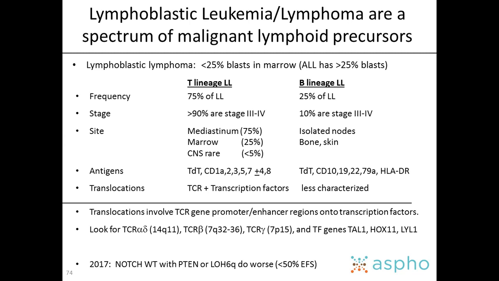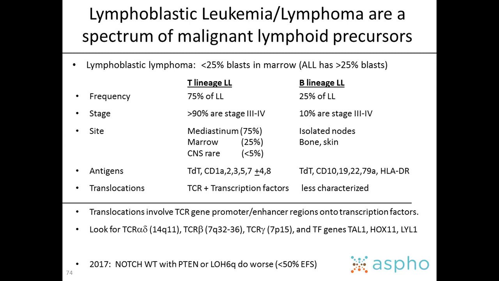T cell has T cell markers, B cell has B cell markers. The translocations are better characterized for T-lineage lymphoblastic lymphoma. They tend to be translocations involving the T cell receptor gene promoter enhancer regions onto different transcription factors. So look for the TCR alpha/delta, TCR beta, TCR gamma genes, and look for genes like TAL1, HOX, and LYL1. Currently we don't have a good way to risk stratify T cell lymphoblastic lymphoma the way we do T cell lymphoblastic leukemia.